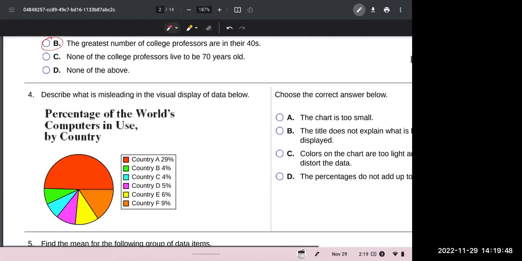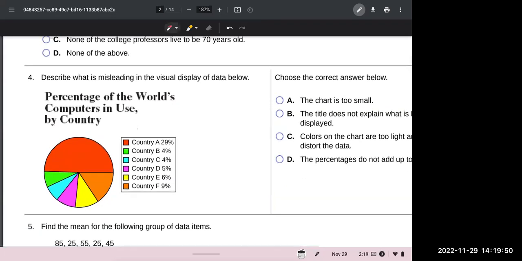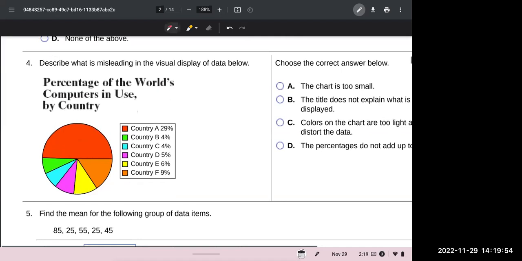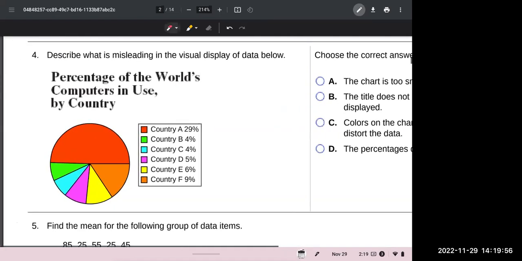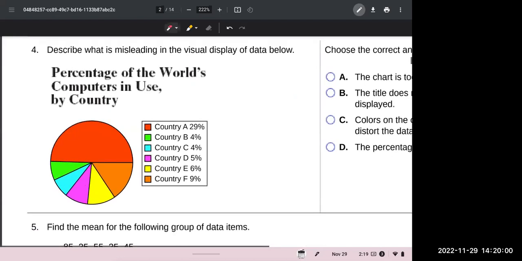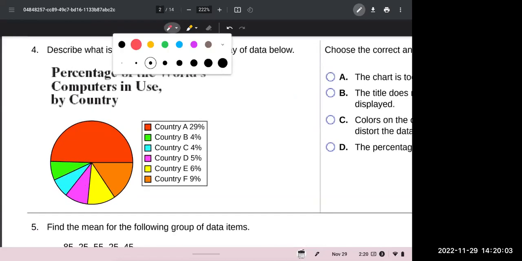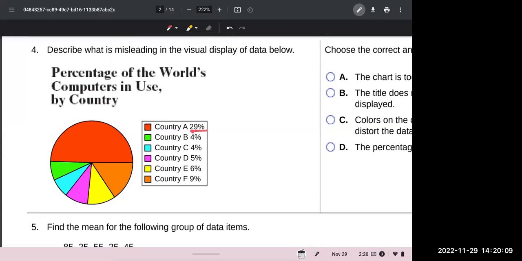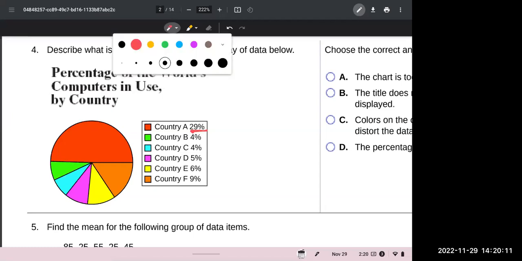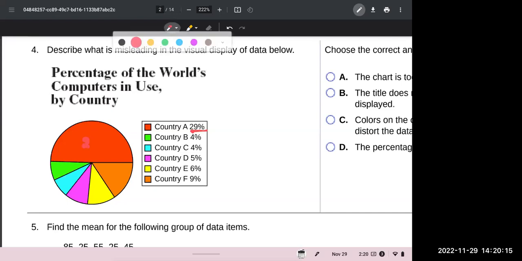Next one, question number 4, you need to describe what is misleading in the visual display of the data. Here we're talking about the circle graph. Like you see, the pieces of the circle, the sectors of the circle, each sector represents a percentage. The red color tells you that there is 29% right here.